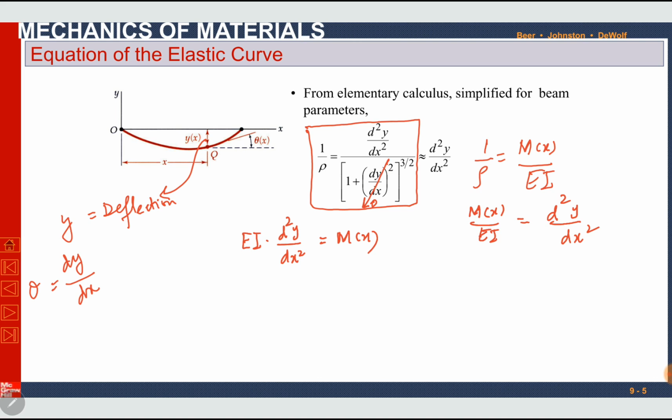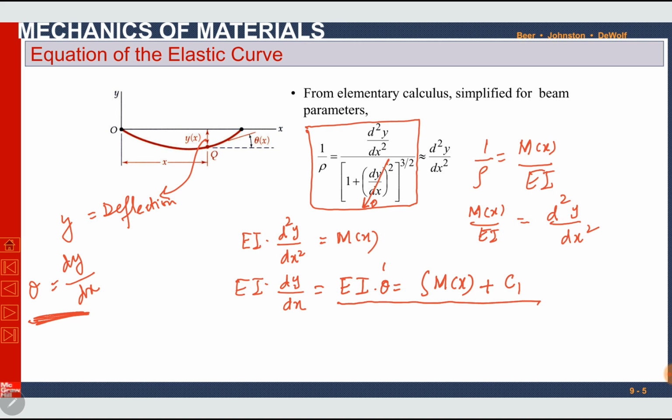So by integrating it once, we can get EI dy by dx. This dy by dx can be written as theta as well. So we can write it again, EI theta is equal to integral of moment plus constant of integration C1. Well, so this expression gives us theta, which is slope.